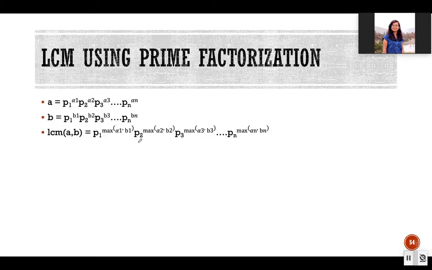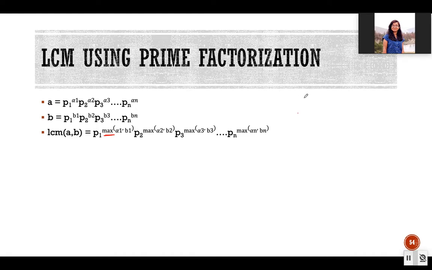One approach is to use prime factorization. For GCD, we took the common prime factors and took the minimum of their powers. But here it is going to be different. Here we are going to take the maximum of their powers.